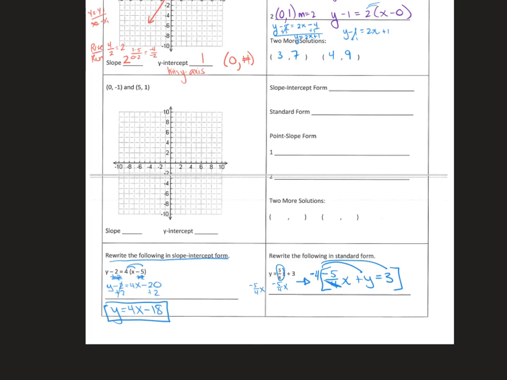So we end up with positive 5, because the negative times the negative is positive, and the 4 cancels with the denominator. And then negative 4 times y is negative 4y. And then negative 4 times 3 is negative 12. I forgot the x. Sorry, guys. So it's 5x minus 4y equals negative 12.